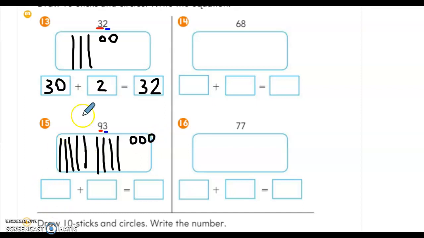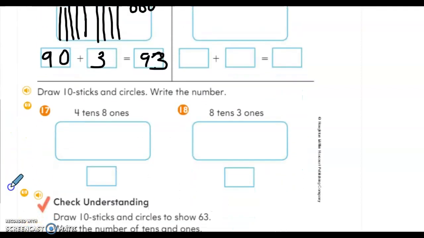First we're going to do our tens. How many tens did we say? 9. And we know that 9 tens, the number for 9 tens is 90, and 3 extra ones equals 93. My pen doesn't want to work. 3. There we go. Awesome.